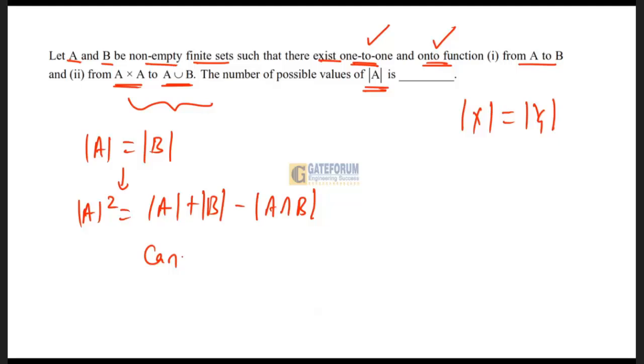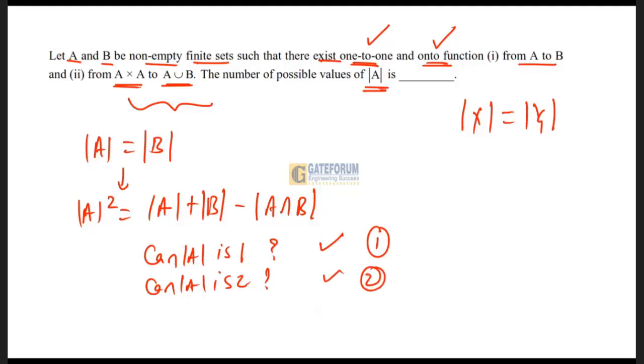So can the cardinality of A be 1? If you just put it here, then 1 plus 1 is 2, minus 1, so it is followed. So 1 is one of the possible values. Can the cardinality of A be 2? So 2 plus 2 is 4, minus 2, it is also 2, it is also followed. Can A be 3?